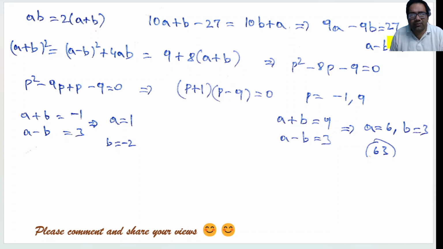A plus B equals 9 and A minus B equals 3. That means 2A equals 9 plus 3, 12, so A is 6, and since A minus B is 3, B is 3. So the number is 63. Checking: 63 minus 36 is 27, so 63 minus 27 is 36, which is the reverse.